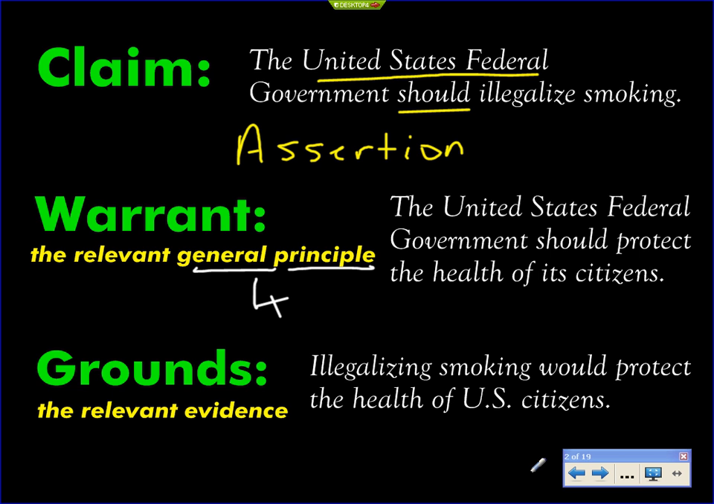I'm going to take a look at my claim. My claim has two of what I call terms. Anybody want to take a guess at what my first term is? It's kind of like my first variable. Zach? Federal government, that's correct. This is term one.